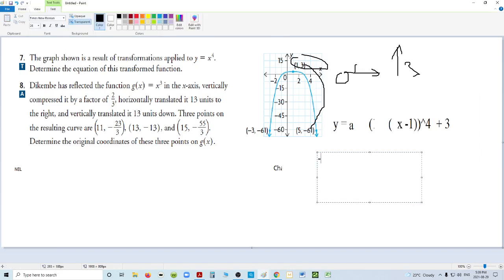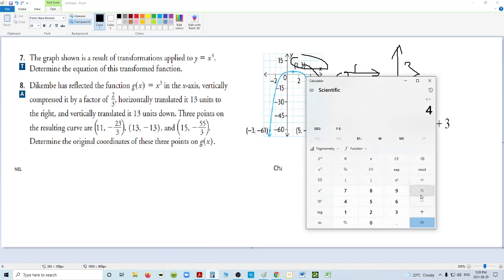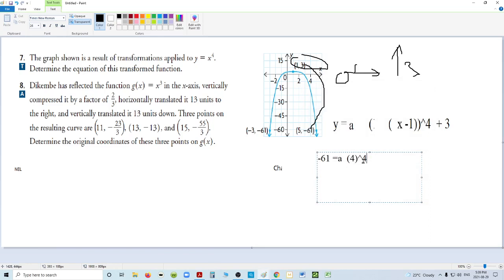So we got minus 61 is equal to a. What's my x value? It's 5 minus 1. What's 5 minus 1? 4. What's 4 to the power 4? So I'm just going to make sure. I'm pretty sure it's 128, though. 1, 2, 3. Oh, 256. That's where I screwed up. So it's 256. My bad.